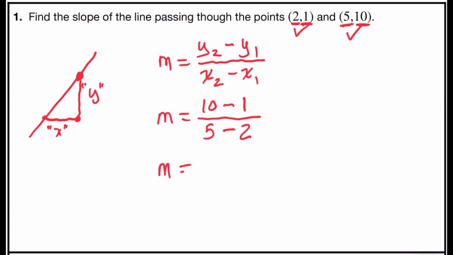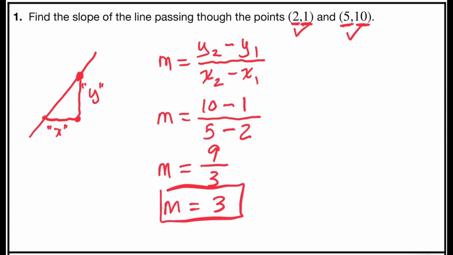So this slope would be equal to 10 minus 1 is 9, and 5 minus 2 is 3, and 9 divided by 3 is 3. So the slope of the line would be 3.